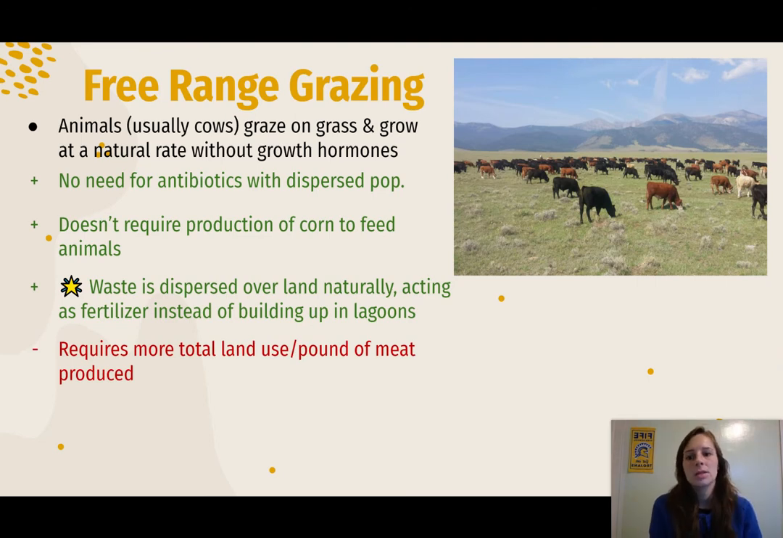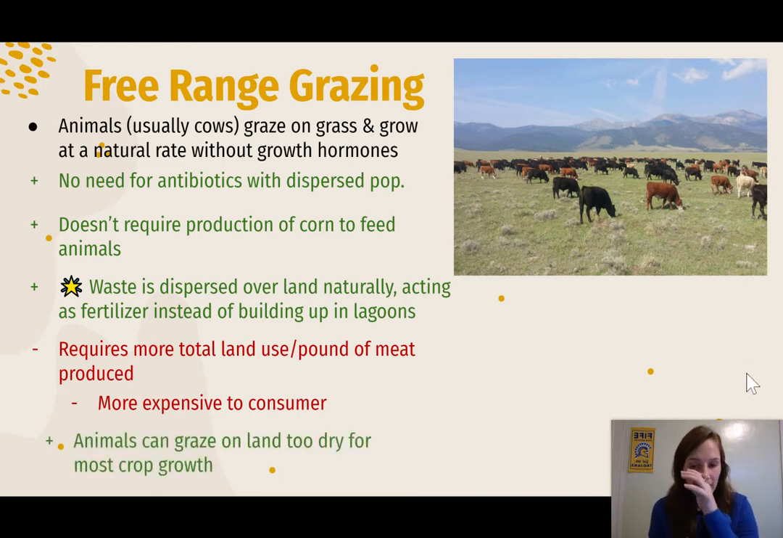Now, the biggest downside to free range grazing is the fact that it requires more total land use. And so the pound of meat production is going to end up ultimately being much more expensive to the consumer. This is why your free range meat at the grocery store costs way more than non-free range meat. But another potential benefit of this is that you can have the animals grazing on land that might be too dry for most crop growth. So in really dry areas where you might not be able to thrive at growing some of your crops, grass is going to be able to grow here, so you can have these cows in areas that already would not be very beneficial for agriculture.